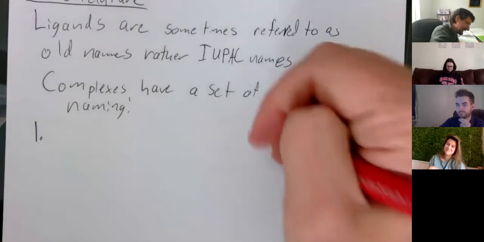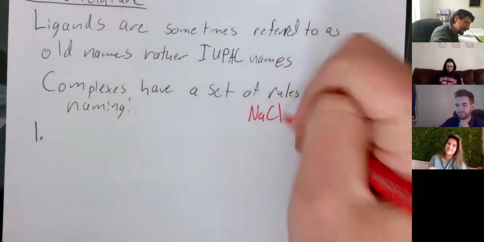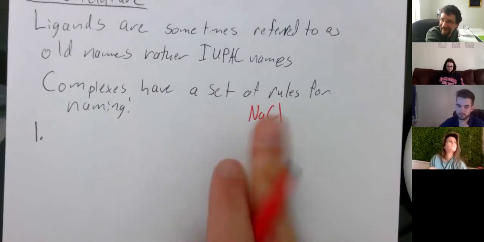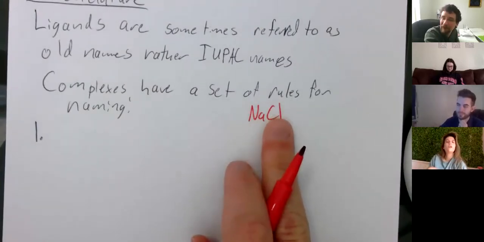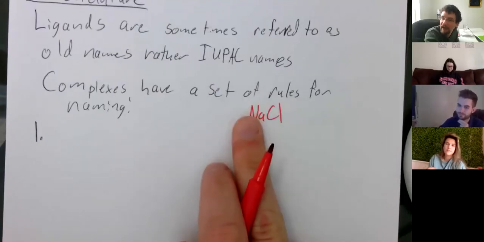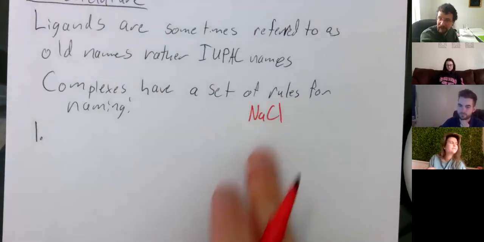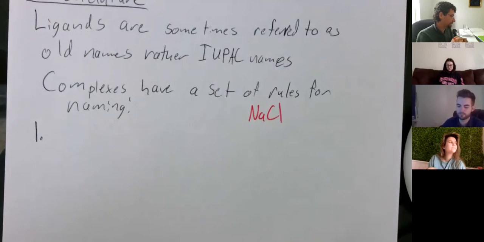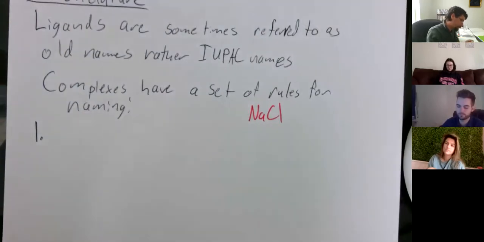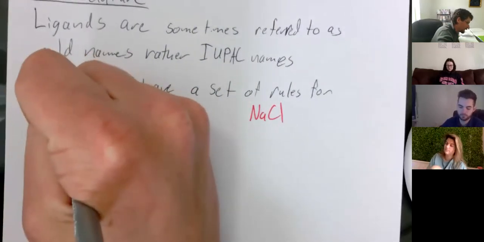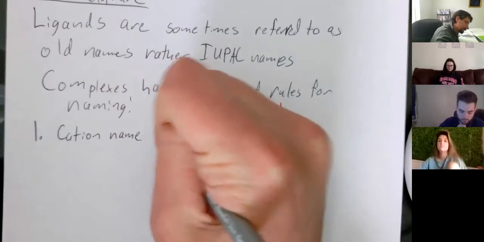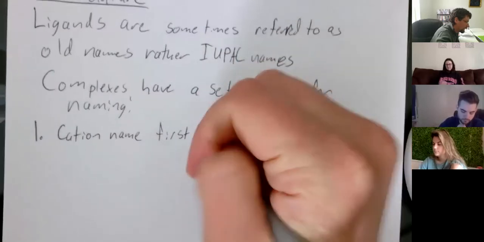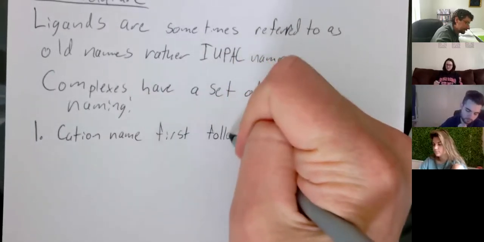Yeah, there we go. Okay, so how would you name this one? I identify that as sodium. Sodium, yep. Sodium chloride. So you go by the cation name first, and the anion comes second. So the first rule is cation name first, followed by anion.